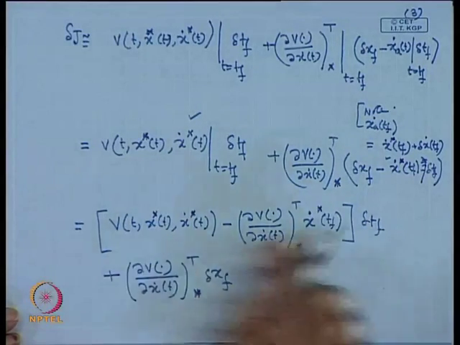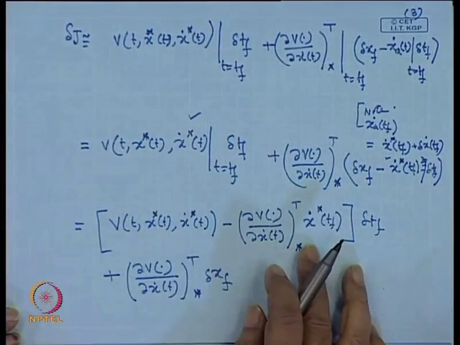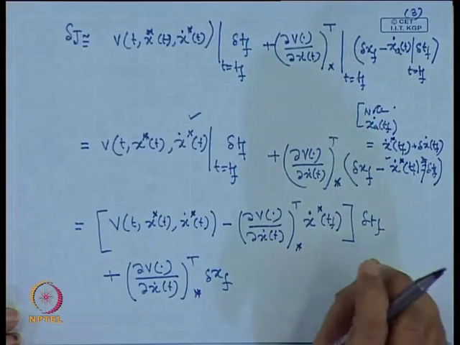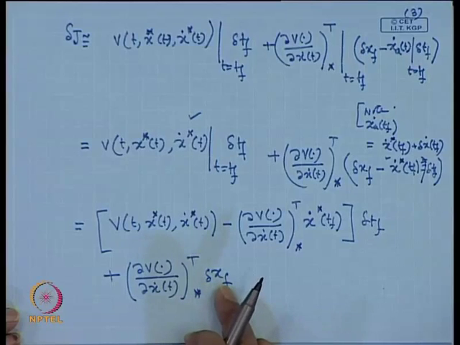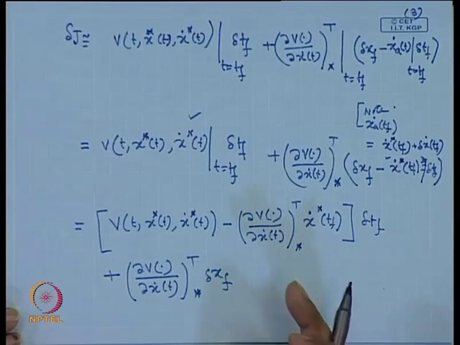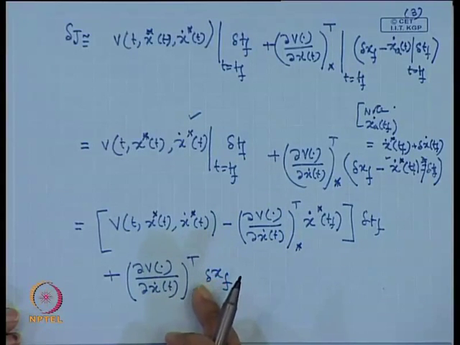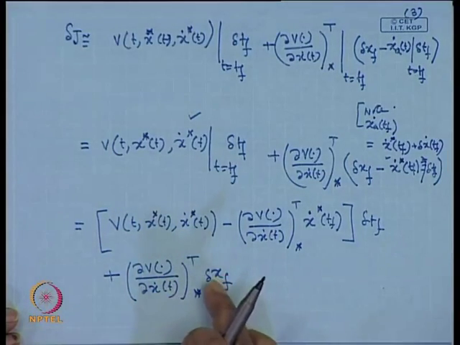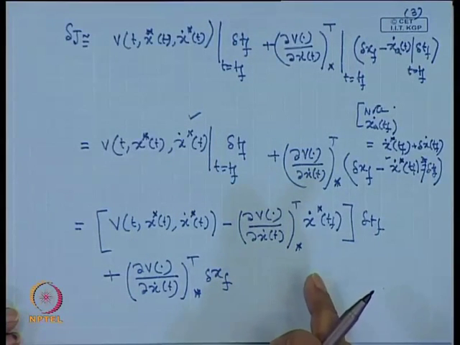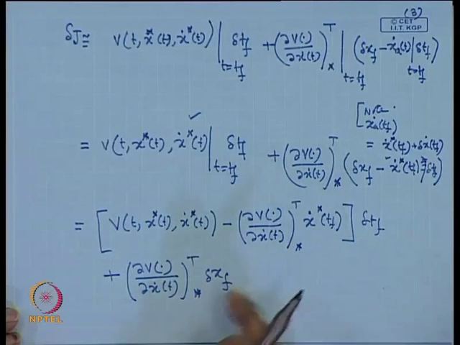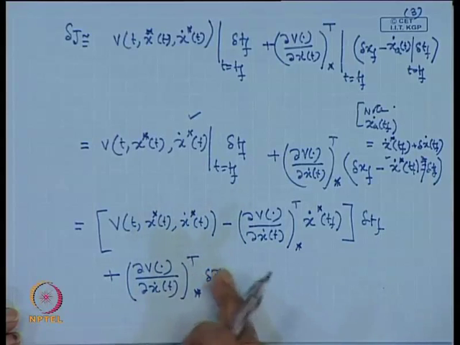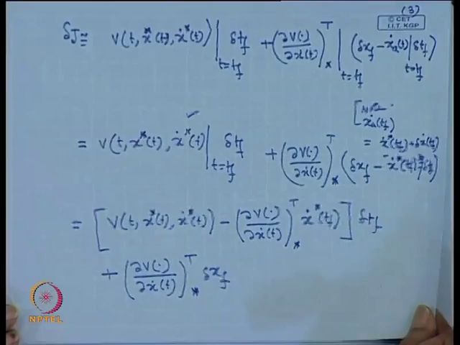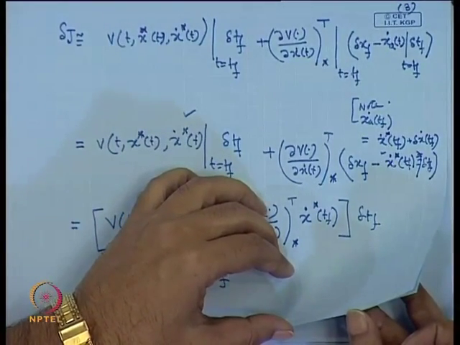So, in order to make delta J zero, when delta T f is not 0, this term must be 0. If delta T f is 0, it means the final time is fixed. On the other hand, if delta x f is arbitrary, meaning x f, the final point of x, is arbitrary, then delta x f is not equal to 0. So in order to make delta J zero, this term must be 0. But if the end point of our trajectory x f is fixed, but T f is free, then this one will be 0. Okay? So now let us see what condition we can impose in order to make delta J, the first variation of the functional, equal to 0.